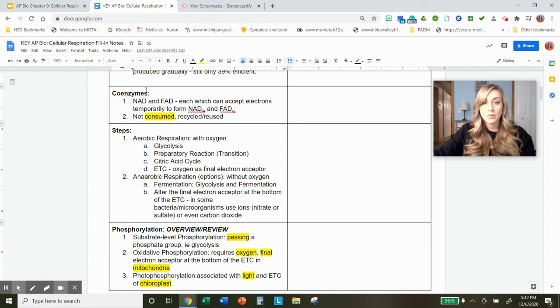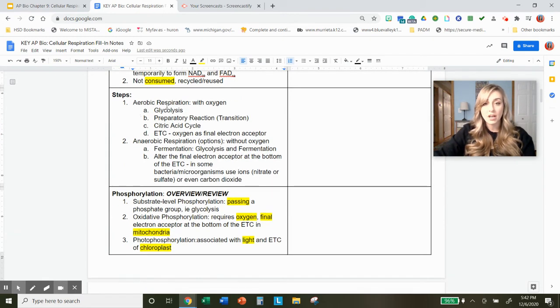Our coenzymes, which we are going to talk repeatedly about today, are NAD and FADH2. They're not going to be consumed, just as NADPH wasn't consumed in photosynthesis. They're going to be recycled. Okay, here's our steps. We talked briefly about them. If they're aerobic, meaning that they have oxygen, and if they are anaerobic, meaning no oxygen, that would be fermentation in its 2 forms, alcoholic and lactic acid.